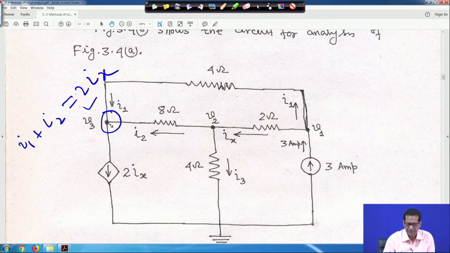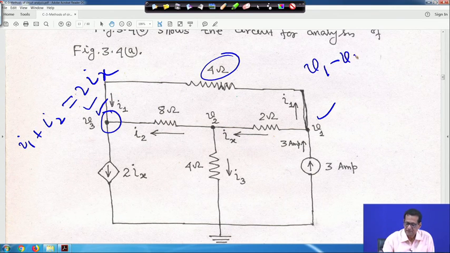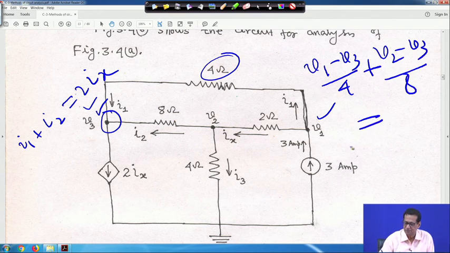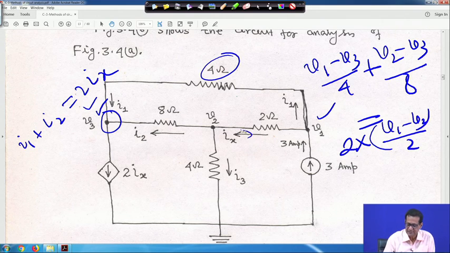I1, we have already seen, is V1 minus V3 by 4, because this is a 4 ohm resistance, and this is voltage V1, this is voltage V3. So I1 will be equal to V1 minus V3 by 4 plus I2. I2 is equal to V2 minus V3 by 8. So V2 minus V3 by 8 is equal to 2 into Ix. This is a dependent current, Ix is equal to V1 minus V2 by 2. Upon simplification you will get some relationship.